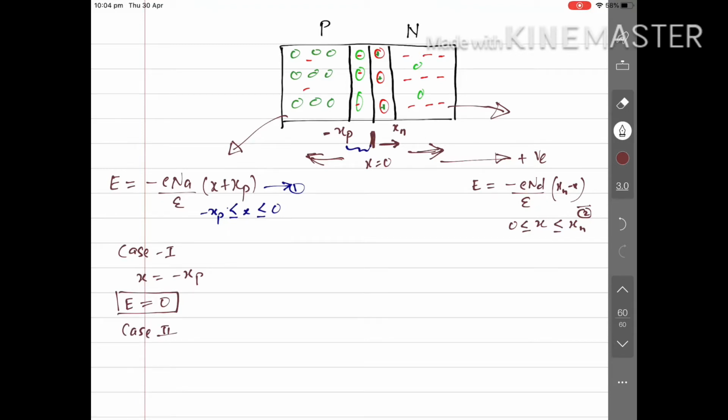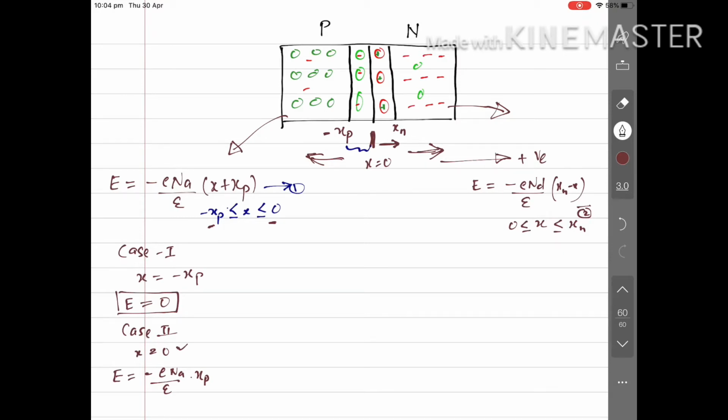Now case 2. Again, now I'm putting x equal to 0, because the limit was minus xp to 0, so now I'm putting the higher limit, that is 0. When I put x equal to 0, the value of E would be minus q NA over epsilon times xp. So this is the electric field at x equal to 0: the value of E is minus q NA xp over epsilon.